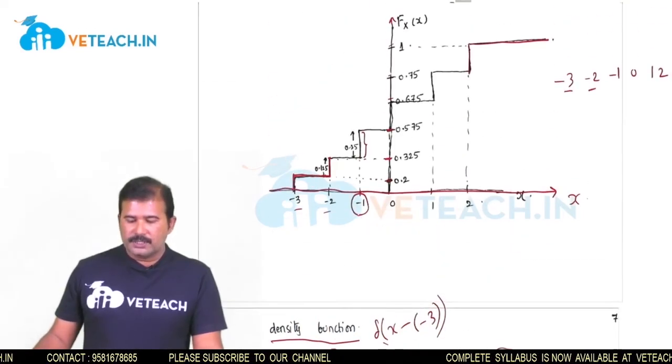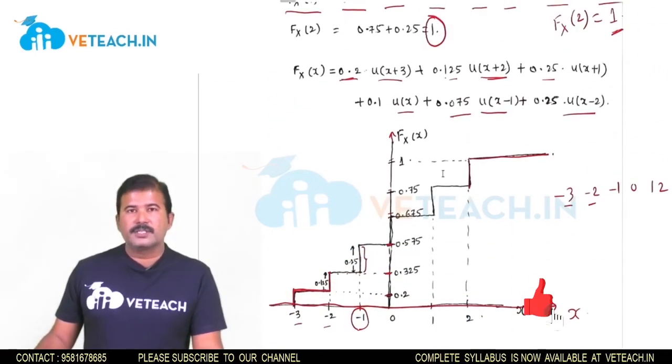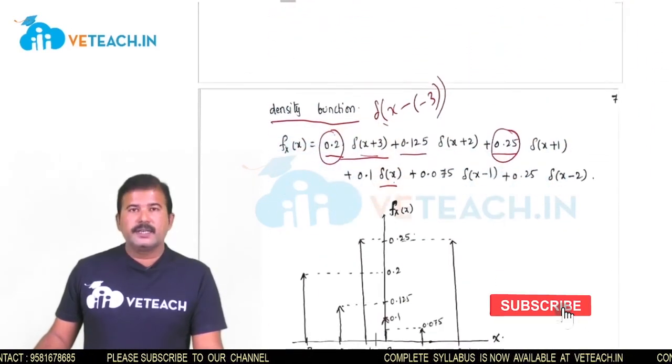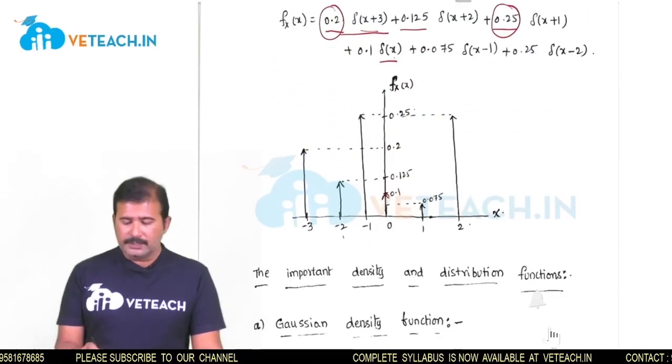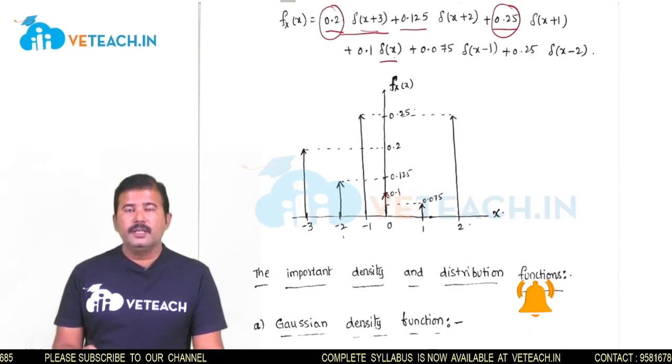So the distribution is a staircase step form function, and the density, since it is the derivative of the distribution function, consists of impulse functions.